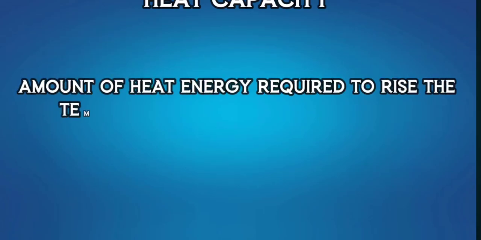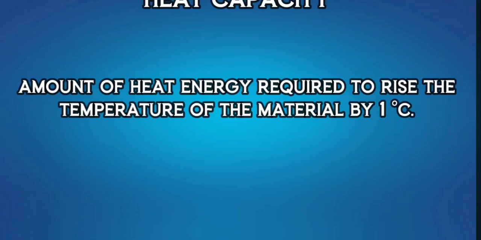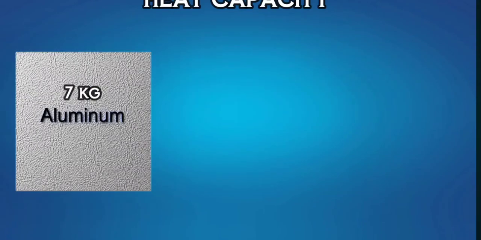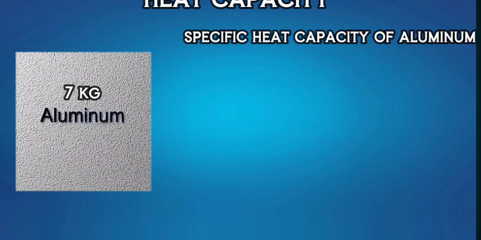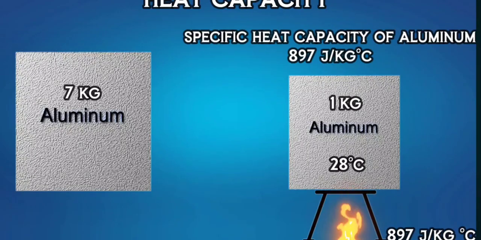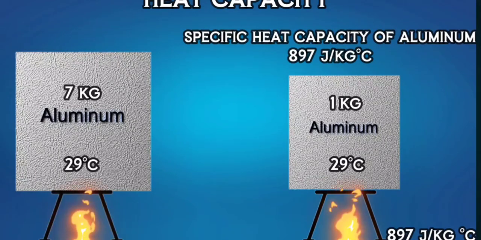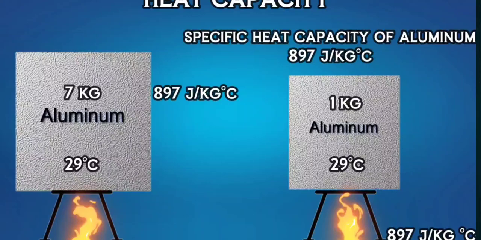Now, what is the heat capacity of the material? The heat capacity of a material is the amount of heat energy required to raise the temperature of the material by 1 degree Celsius. For example, let's take a 7 kilogram aluminum block. The specific heat capacity of aluminum is 897 joule per kilogram degree Celsius. This means that it takes 897 joules of heat to raise the temperature of 1 kilogram of aluminum by 1 degree Celsius.